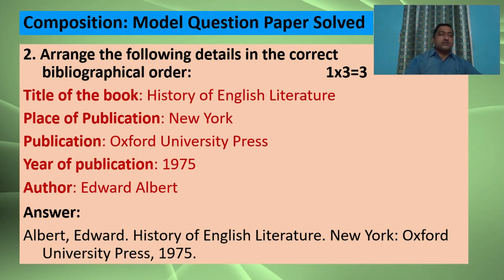You can also observe the way a half indent is used in the second line. That is important. If the entry runs into the second line, we make a half indent. Okay, all the five elements are arranged in the same order, except one thing you need to add here: History of English Literature should be underlined. Please underline it when you are writing it in the exam.